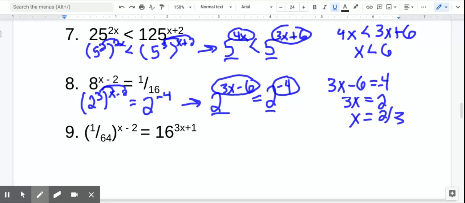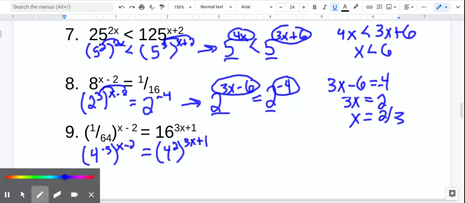Okay, one last one of these. We have 1/64 and 16. This one could be done a couple different ways. It can be done with 4s or 2s, actually. So 16 is 4 squared. And 1/64 is 4 to the negative 3. Or you could have also done that as powers of 2.